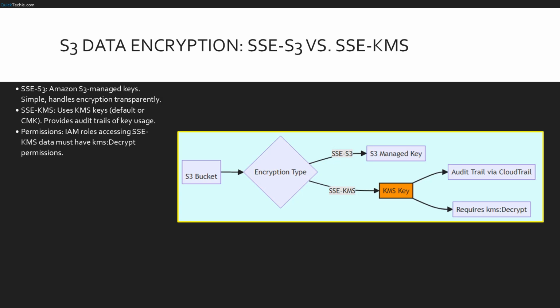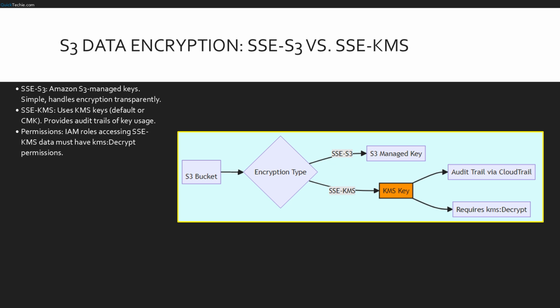Object storage in S3 has its own nuances. You generally choose between SSE-S3 and SSE-KMS. SSE-S3 uses keys managed entirely by S3. It's simple and transparent. SSE-KMS, however, uses KMS keys, either AWS managed or your CMK. The major advantage of SSE-KMS is the audit trail. CloudTrail logs every time a key is used to decrypt an object, providing visibility into data access. Remember, if you use SSE-KMS, any IAM role trying to read that data, like your data lake admin role, must explicitly have kms:Decrypt permission for that specific key.